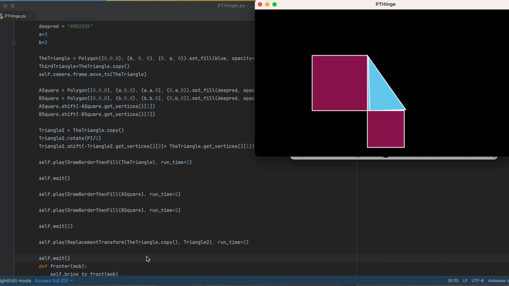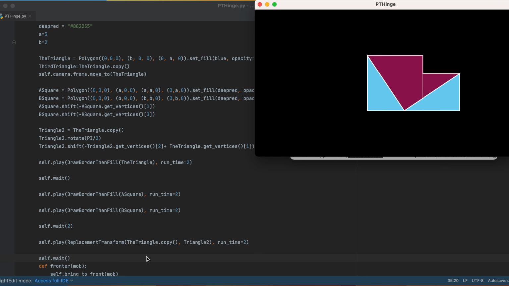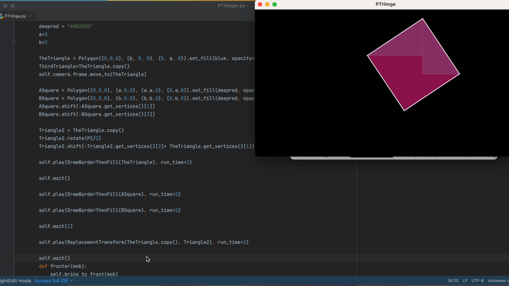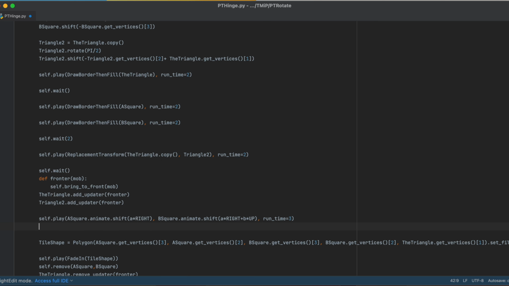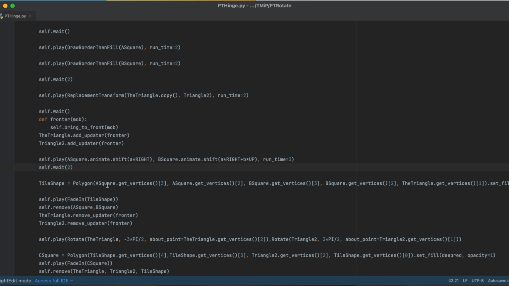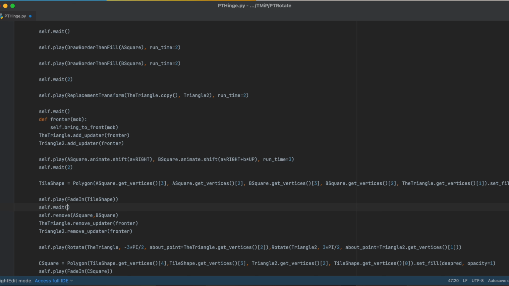And then we morph that triangle into a second one, slowly shift the squares up, fade things out, rotate around. So some of that stuff's a little fast. So I sort of want this to happen a little slower, runtime 3, so people can see it happen. Then I want to give them a second to sort of think about that, so 2 seconds. Then I will fade in the tile shape. That'll happen, and I just need a second there.